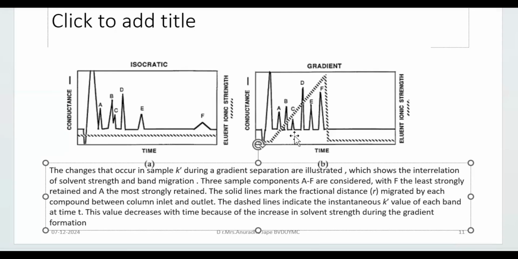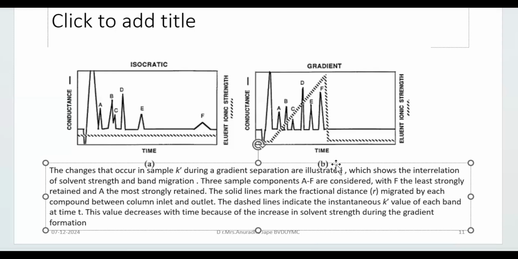Now, the solid lines which are showing these peaks, right? They are the fractional distance migrated by each compound between column inlet and outlet. You can talk about volume, you can talk about time, or after the distance migrated, in comparison also, you can narrate the data.